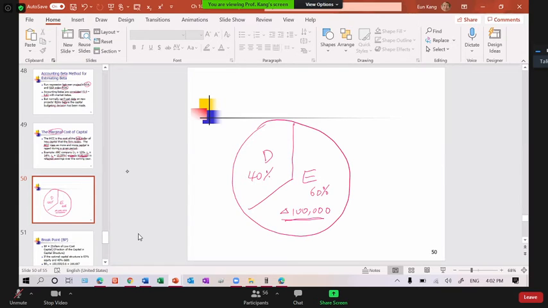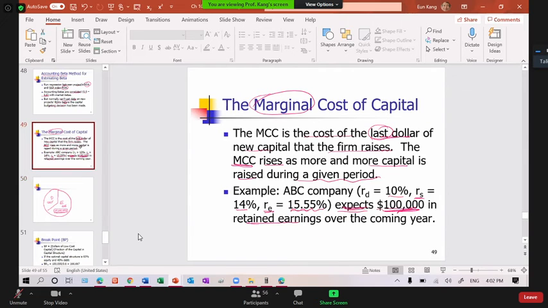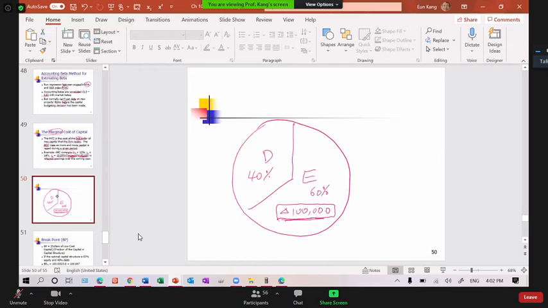Sir, what was the question? The question is, currently, the company is maintaining a 60-40 capital structure, right? Then now you will have 100,000 more. You expect you are going to have 100,000 more in equity. Then what will happen to this capital structure?